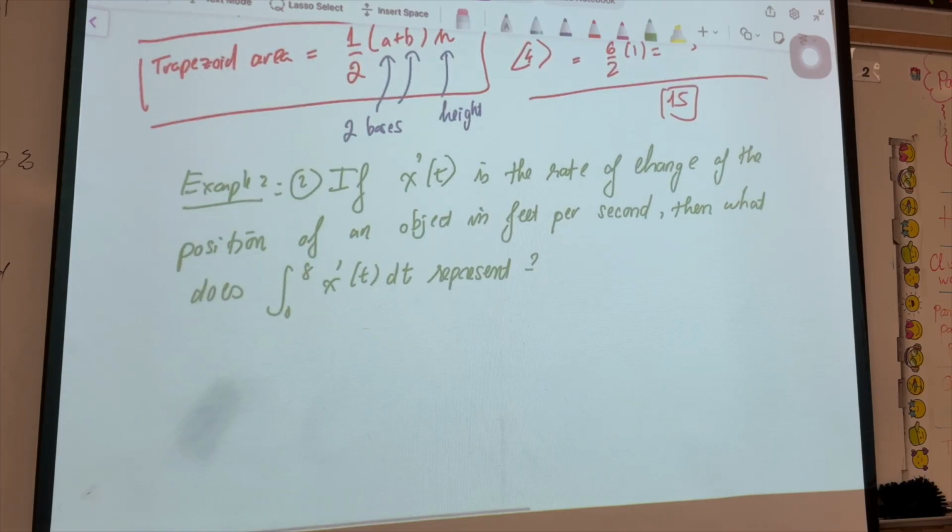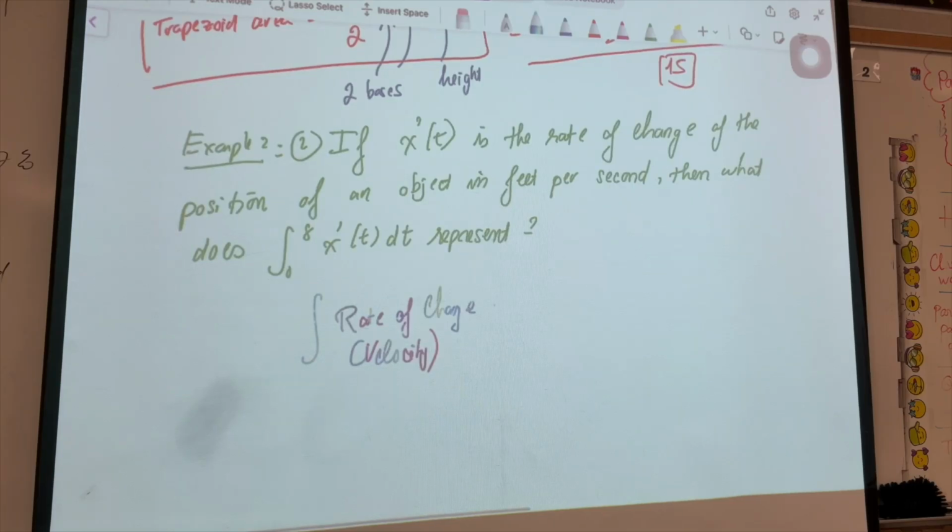What does the derivative represent? Derivative is the velocity, the rate of change, right? Yes. So rate of change of velocity. If you take the integral of the rate of change, it's like I asked you before, what is the square root of 2 squared? You're gonna cancel out. So same thing here, the velocity or the rate of change and the integral cancel out. So the answer is the position.